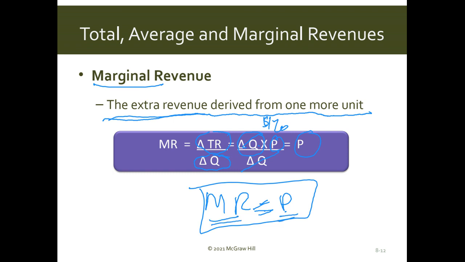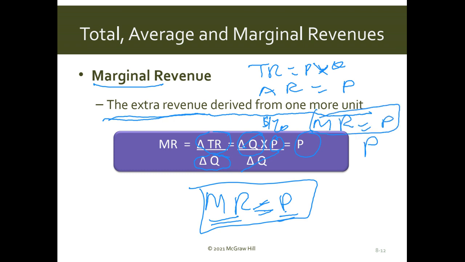Okay, so I can quickly write it like this: total revenue is price times Q. It has nothing to do with any market structure. Average revenue is always equal to price, and has nothing to do with market structure. Marginal revenue is equal to price only in a perfectly competitive market. Marginal revenue is greater than or less than price in monopolistic competition, oligopoly, and monopoly market structures, which we'll discuss when we get to that chapter.